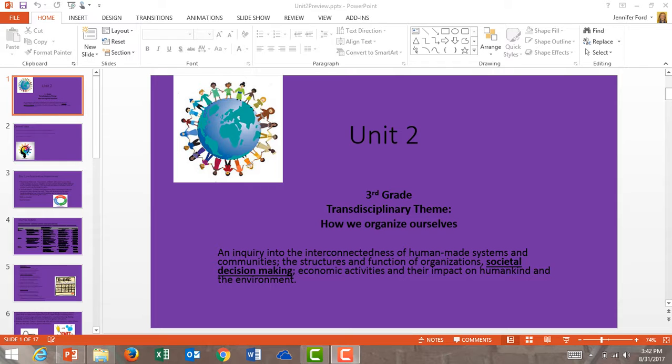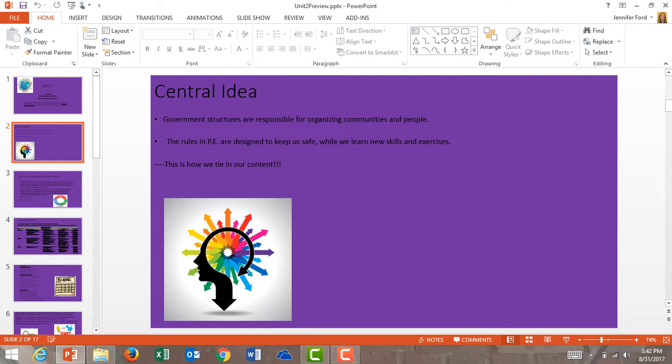Their transdisciplinary theme is how we organize ourselves. And I don't want to read my PowerPoint to y'all, insult your intelligence, but this is mainly focusing on societal decision making, which I think, especially this time of year, even with third grade, it's a good idea talking about that decision making in PE and how that works in everything we do. So, without further ado, let's see if this works. Yay!